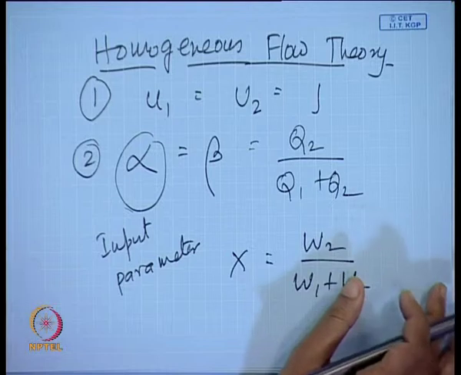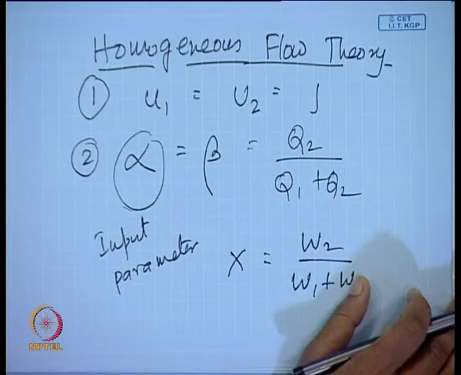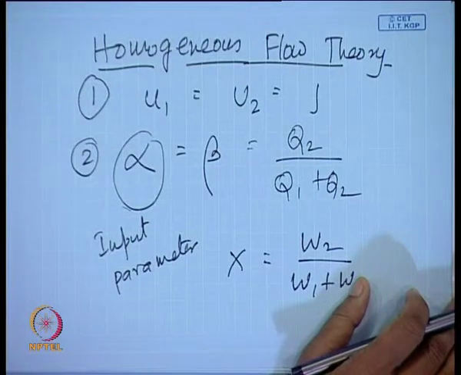And finally, the third assumption is simply attainment of thermodynamic equilibrium between the phases. This has to happen. Unless there is thermodynamic equilibrium between the phases, there will be heat transfer, momentum transfer, energy transfer, mass transfer. The moment those things happen, under such circumstances we cannot have the homogeneous flow assumption, because the entire thing has to be uniform throughout.